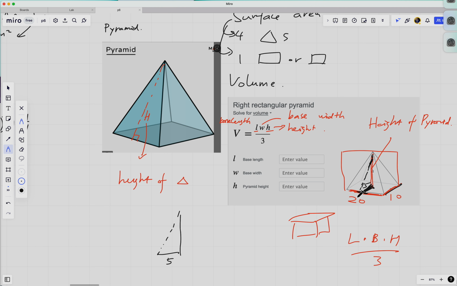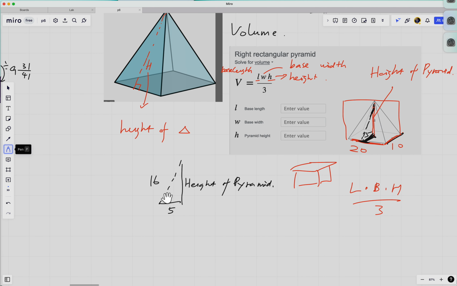So if you are given the height of the triangle, which is, let's say, maybe 16, then it is a squared plus b squared, so you can find the height of the pyramid. There are 2 heights here which you need to pay attention to. Which one is the longer side? 16 is the longer side. So it's 16 squared minus 5 squared, then you get b squared, which is 231. You just square root it.